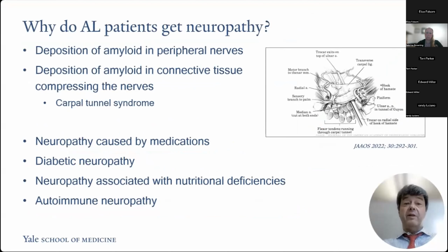We can also have deposition of amyloid in connective tissue and muscle tendons that may compress the nerves and lead to nerve entrapment. Most common is carpal tunnel syndrome, where the nerve is entrapped at the wrist, leading to hand numbness, weakness, and discomfort. Some of the medications can also cause neuropathy. Patients with light chain and diabetes may develop diabetic neuropathy, and we can also have neuropathies associated with different types of nutritional deficiencies and with different types of autoimmune disorders.